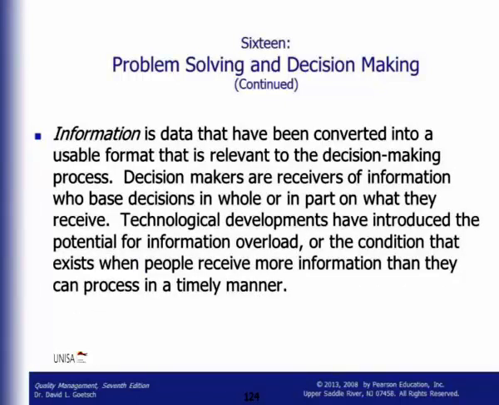Information is data that has been converted into a usable format that is relevant to the decision-making process. Decision makers are receivers of information who base decisions in whole or in part on what they receive. Technological developments have introduced the potential for information overload, or the condition that exists when people receive more information than they can process in a timely manner.